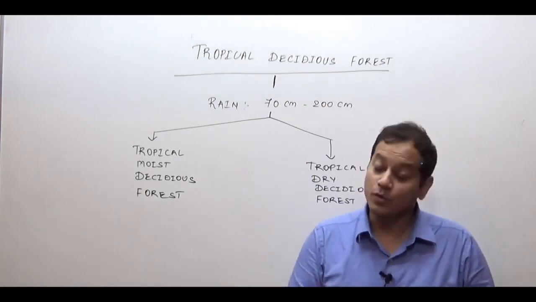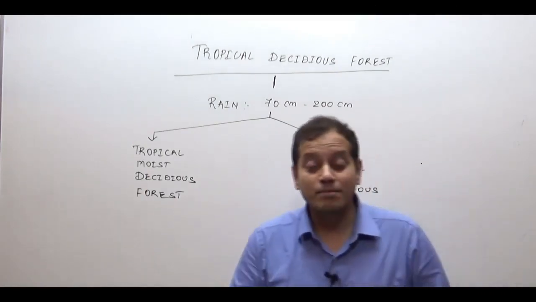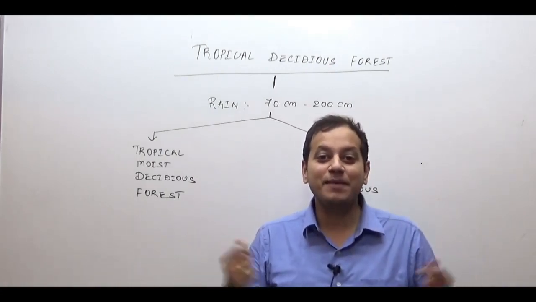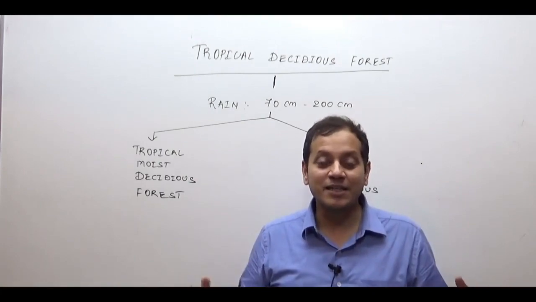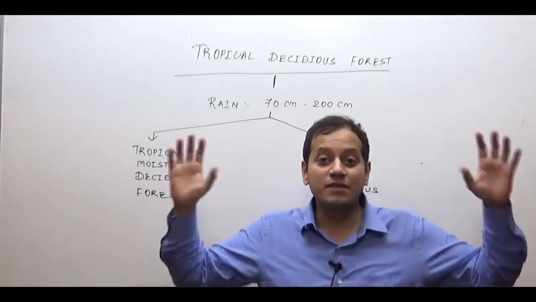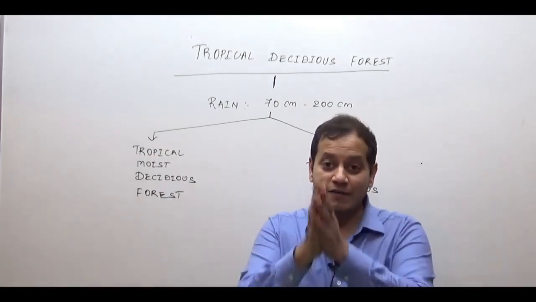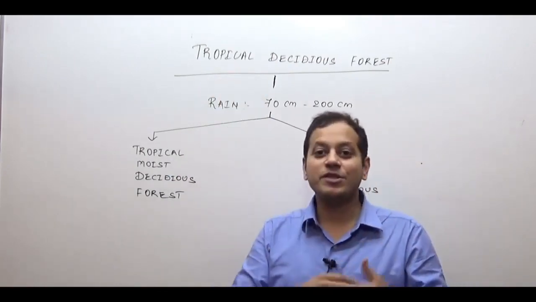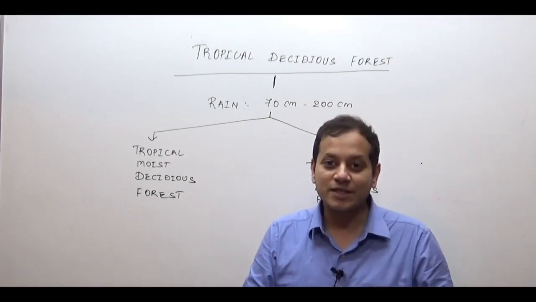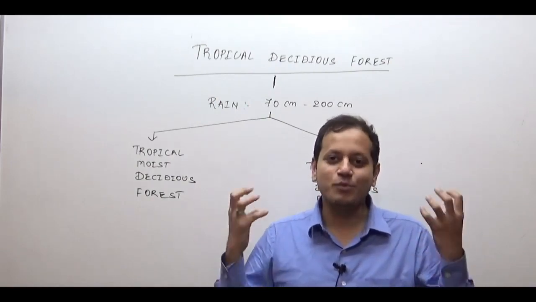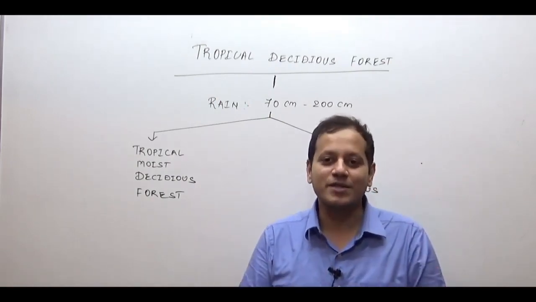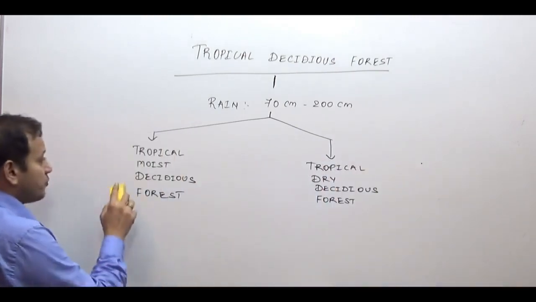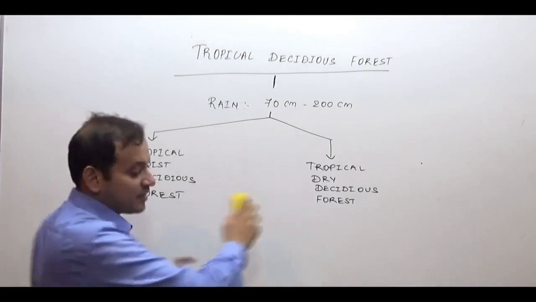moist deciduous. Now, as it covers the maximum aerial extent in India, again repeating, which forest has the maximum aerial extent in India? Which forest covers the maximum area in India? Your answer is the tropical deciduous forest. Now, because it is covering the maximum aerial extent in India, obviously these forests are most important from your examination point of view, and therefore we are going to study first the moist deciduous and the dry deciduous.